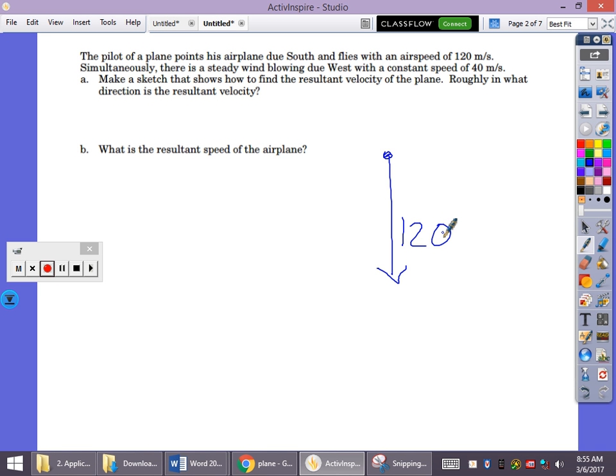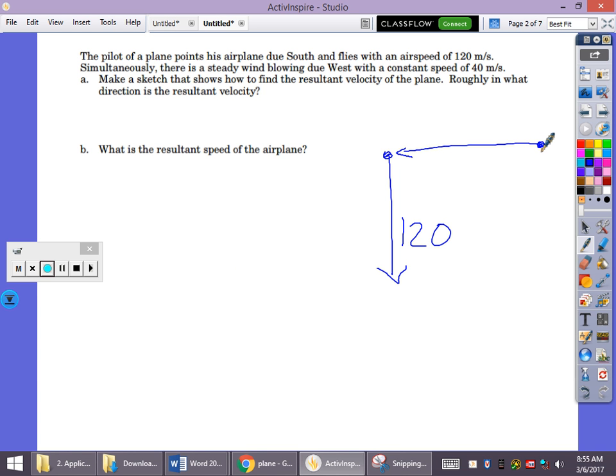Show me with your arms which way west is. This way, right? If I put this here, it doesn't work, because we have to do the head to tail method. So the wind is blowing west. I can either put it up here like this, or I can put it down here. I chose to put it up here.